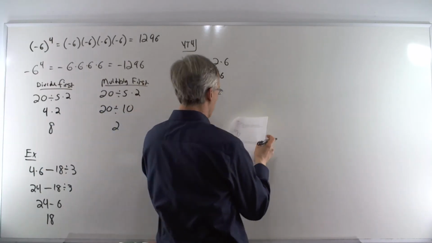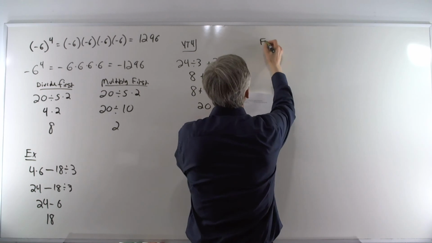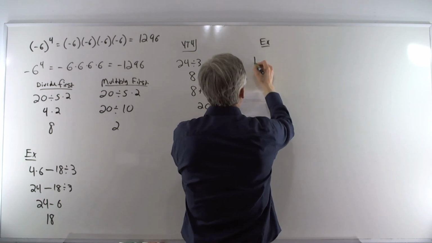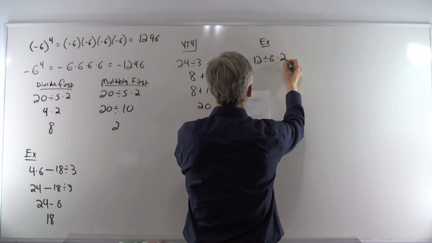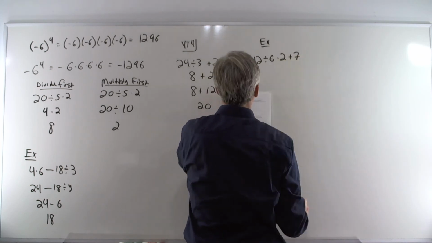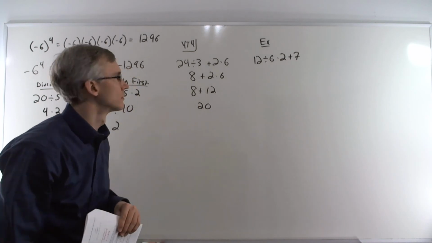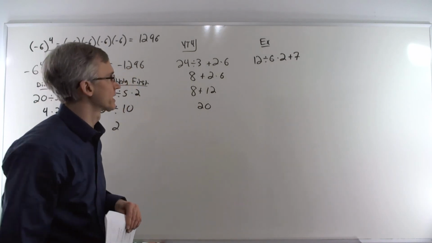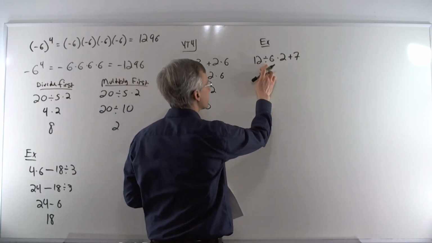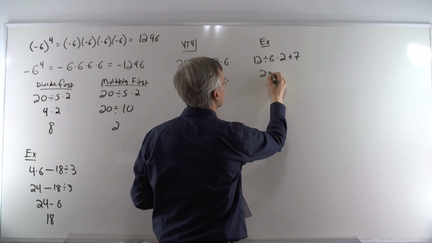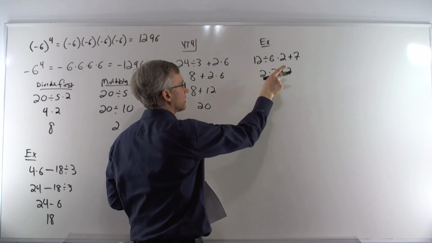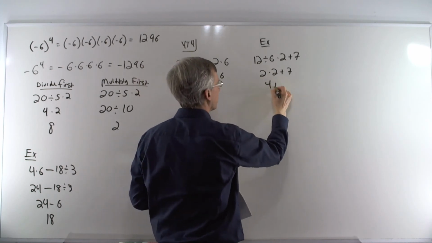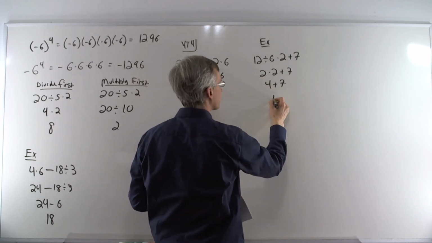Next example. 12 divided by 6 times 2 plus 7. Again, no grouping symbols, no exponents. Start on the left with this division. 12 divided by 6 is 2. From left to right, now we'll do the multiplication, so that's 4 plus 7. And then finally the addition to get 11.